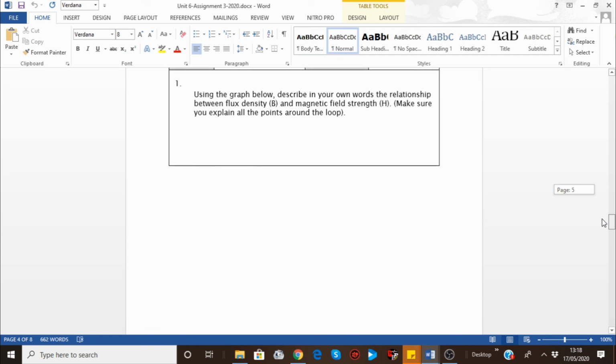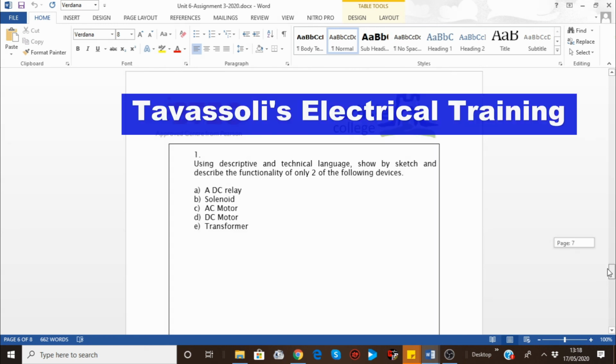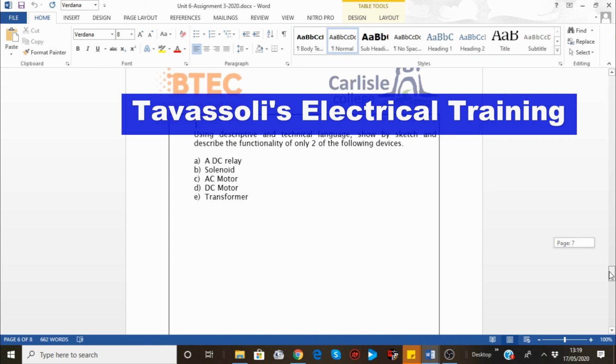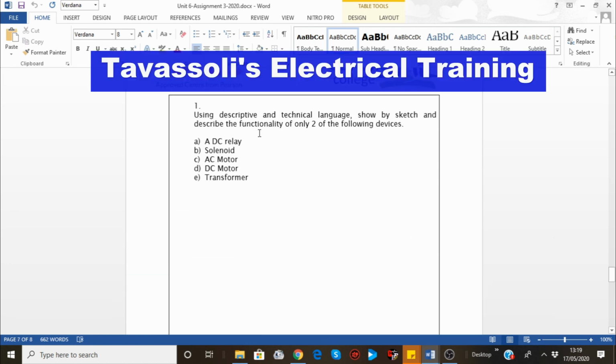Task 2 is to explain what a hysteresis loop is. That is mentioned in my lesson, so you can just look at that and explain, or do your own research and explain how this is formed. The last question is, using descriptive and technical language, show by sketch and describe the functionality of only 2 of the following devices. So you pick 2 of these devices: DC relay, solenoid, AC motor, DC motor, transformer.